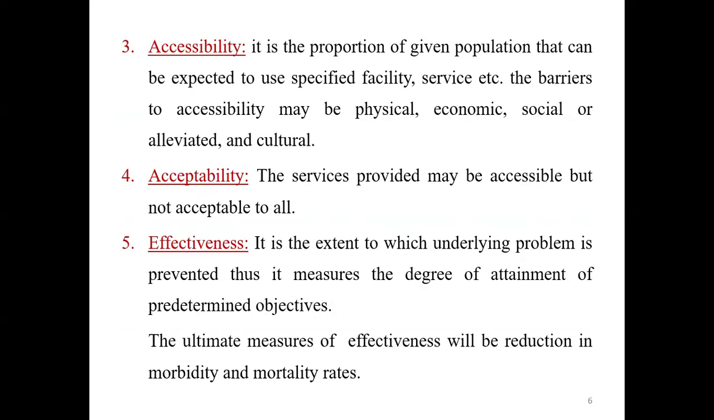Third, accessibility. It is the proportion of a given population that can be expected to use a specified facility, service, etc. The barriers to accessibility may be physical, economic, social, or cultural. Fourth is acceptability. The services provided may be accessible but not acceptable to all. And fifth is effectiveness. It is the extent to which the underlying problem is prevented. Thus, it measures the degree of attainment of predetermined objectives.